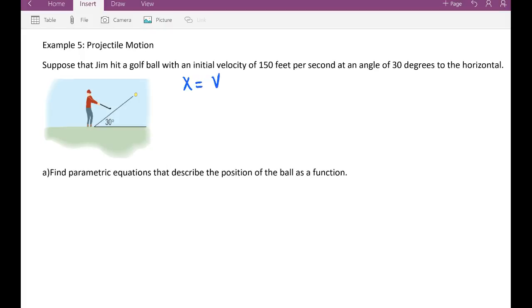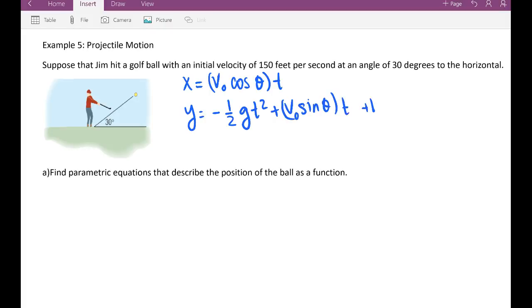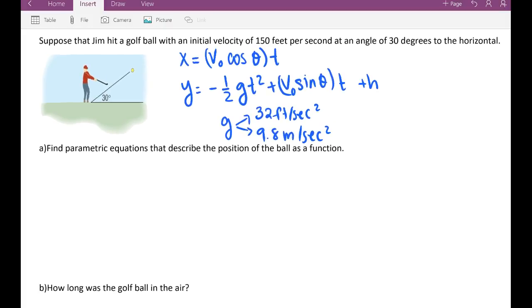X equals v subscript 0 times cosine of theta times t. Then y equals negative 1/2 g times t squared plus v subscript 0 times sine of theta times t plus h. Okay, and we talked about g being the gravity, and it can be two different units of measurement: 32 feet per second squared if you are in feet, or if you are in meters, then 9.8 meters per second squared. So when we did this, we talked about using these two for example 5.